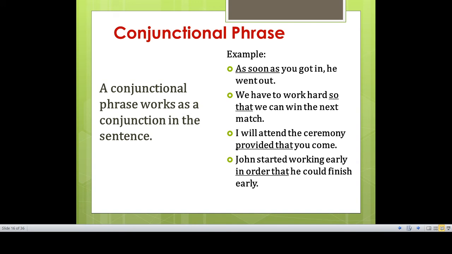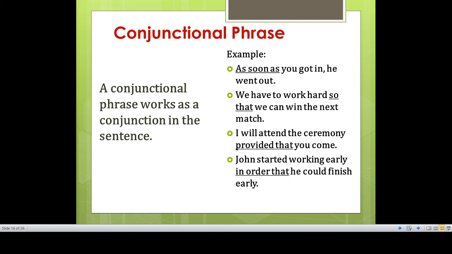I will attend the ceremony provided that it's connecting. I will attend the ceremony: something about you attending the ceremony, and the next idea, something about you coming to the ceremony or not. Two ideas, two thoughts are there. I will attend the ceremony means talking about attending, and doubt is there whether you're coming. I will attend the ceremony if you are coming. So two ideas are there. They are connected. Why? Provided that is a group of words.